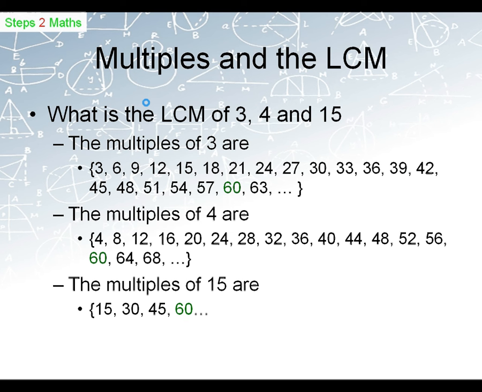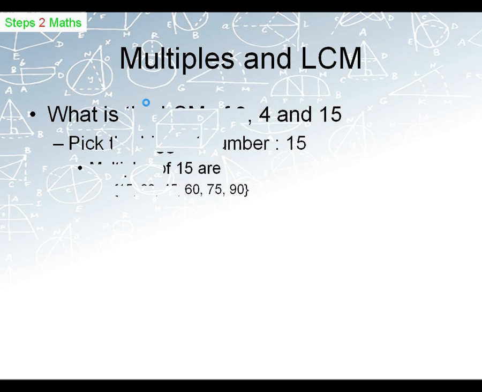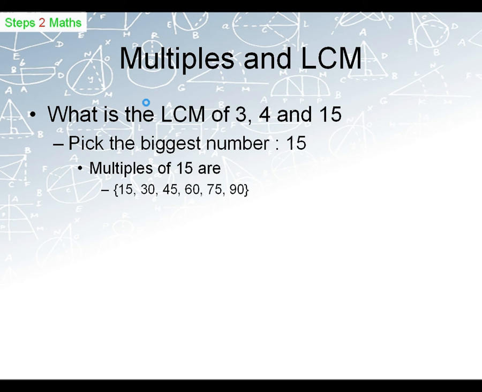Okay, so I've listed the one that's common, that's the number 60, but this isn't the best way to find the lowest common multiple. Let's have a look at a slightly different way. Okay, so the best way so far of finding the lowest common multiple of 3, 4 and 15 will be to pick the biggest number, 15, and find those multiples. So you're writing down far fewer numbers now. So the multiples of 15 are 15, 30, 45, 60, 75, 90 and so on. There should be 3 little dots there to indicate that it continues to infinity.